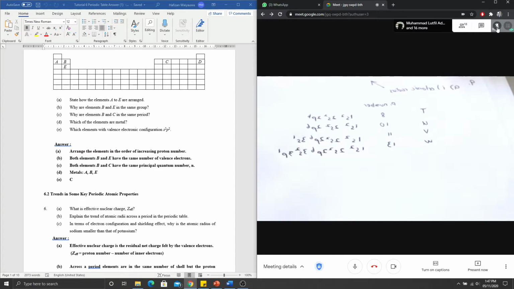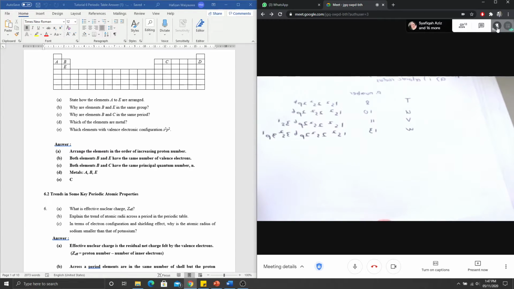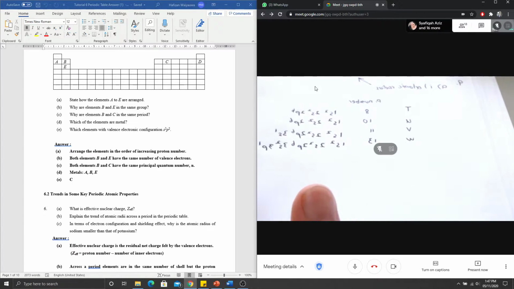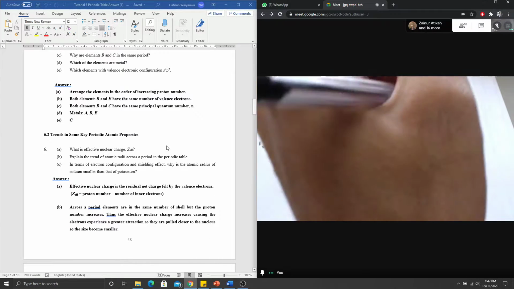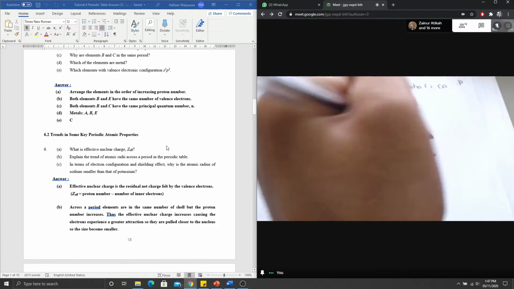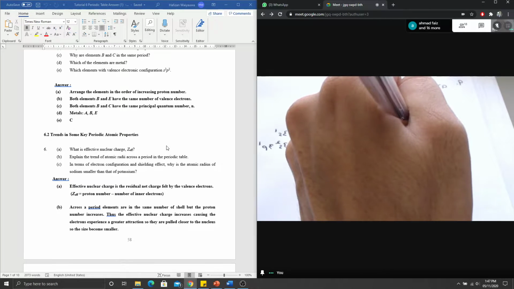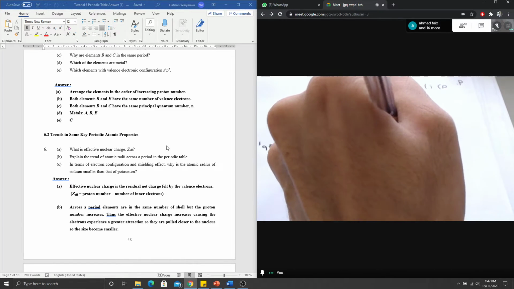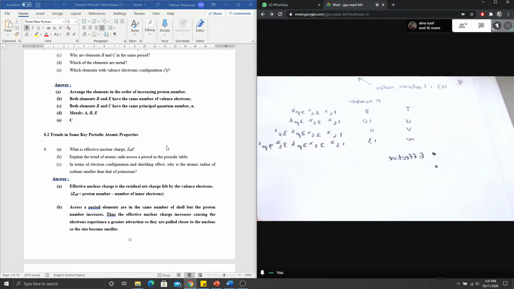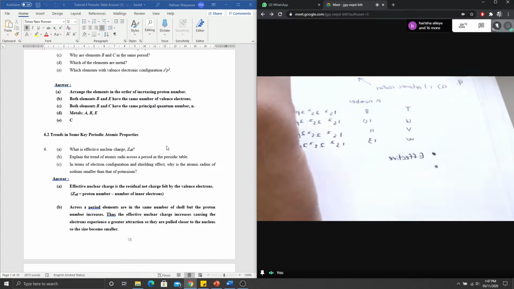Same. Okay, atomic radius. This one just gives the elements, so it doesn't ask for across the period or down the group. So the points we use to explain these things, we always use these two points. One is effective nuclear charge.